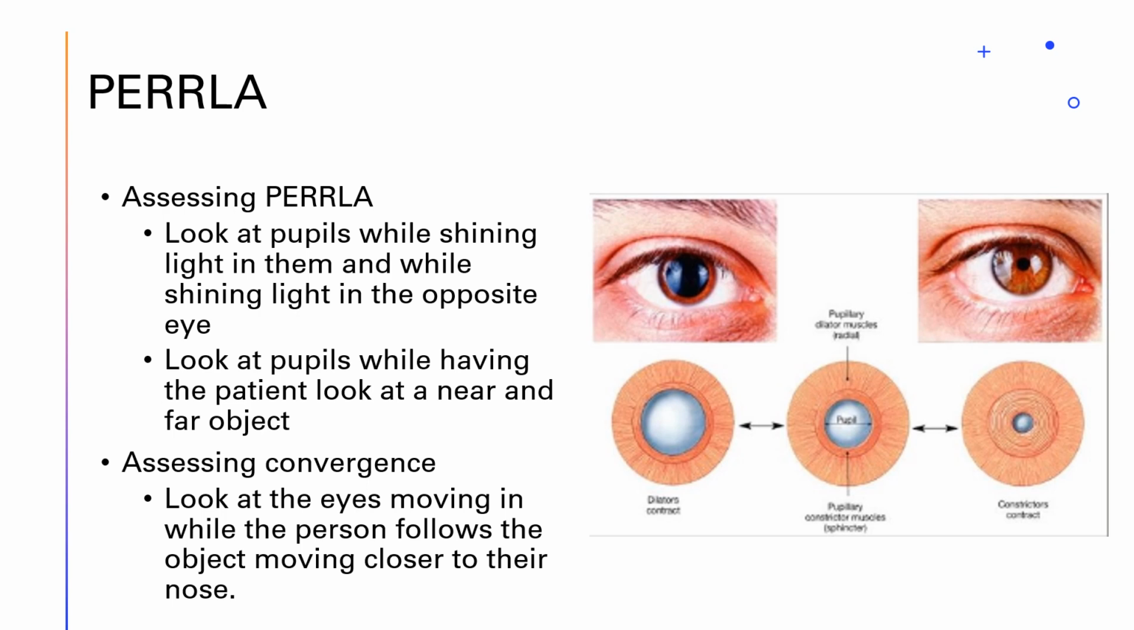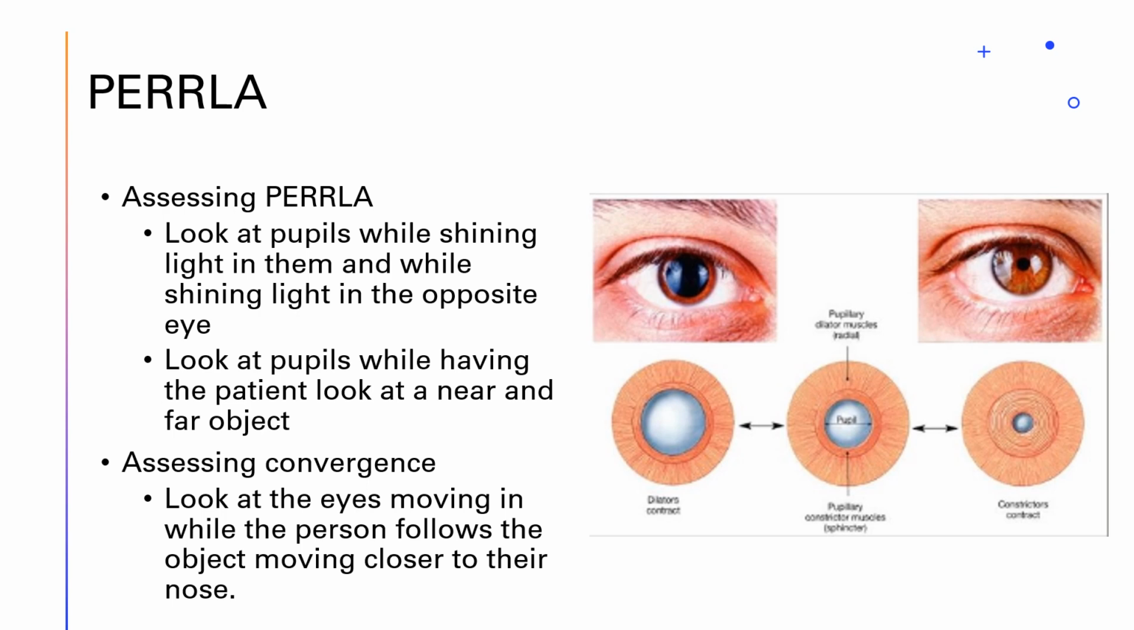Next, we need a test for accommodation. This is tested by having the patient focus on a distant object, such as your pen light or finger, and then move the object 3 to 4 inches closer to their nose. So you're moving the pen light closer to the nose, and we want to look at the pupils when we do this.